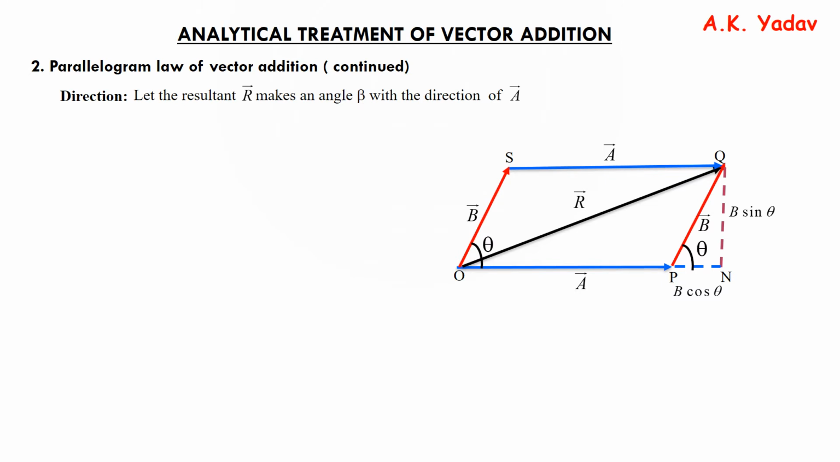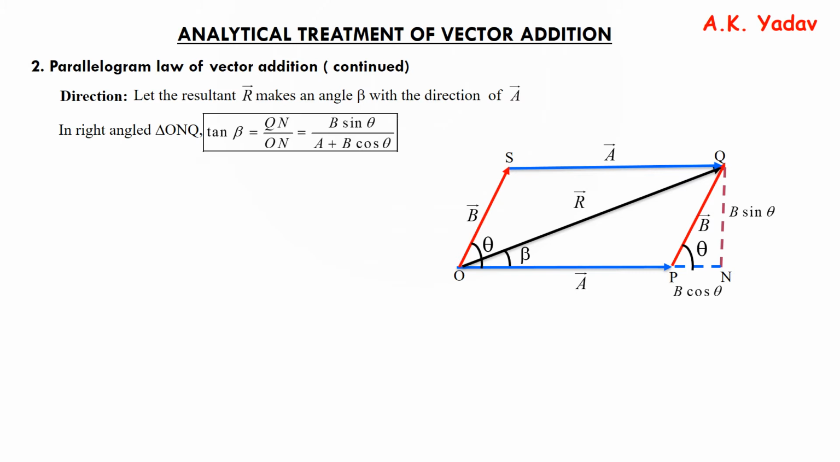We need to find the direction, so let the resultant R make an angle beta with the direction of vector A. So in right angle triangle ONQ, tan beta is equal to QN by ON, which is B sine theta upon A plus B cos theta.